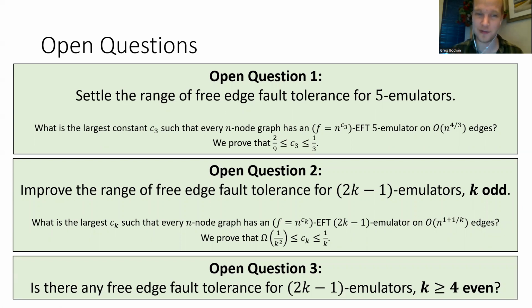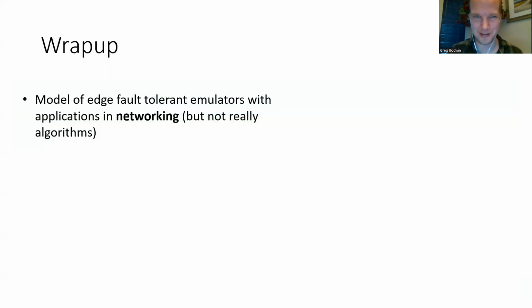And probably the hardest, but also most interesting open question of all is this one. Is there any free edge fault tolerance for 2k minus 1 emulators when k greater than 4 is an even number? Can we get a similar phenomenon to what was going on with the odd case for the even case, except for k equals 2, where we know it's definitely not going to work? Okay, so these are open. I would love to talk with anyone about these who is interested.